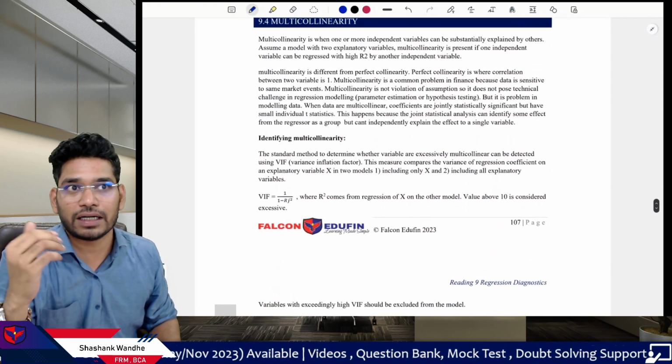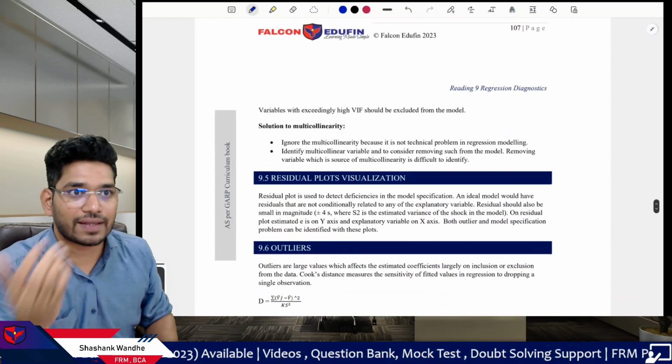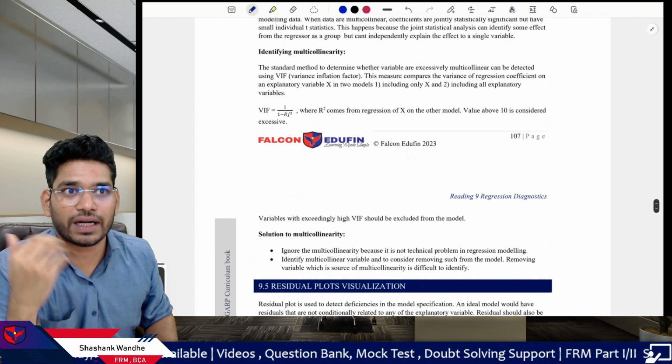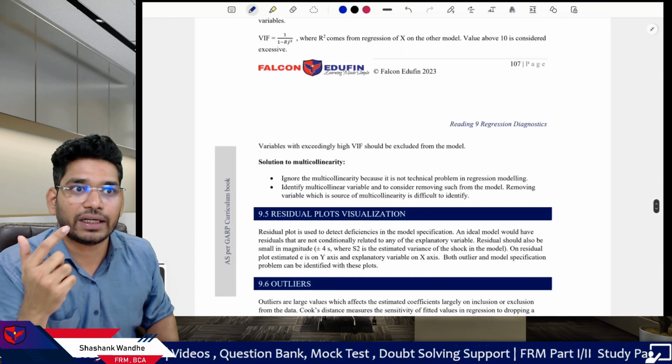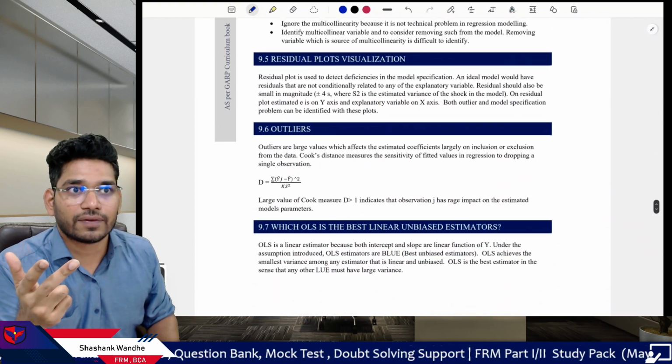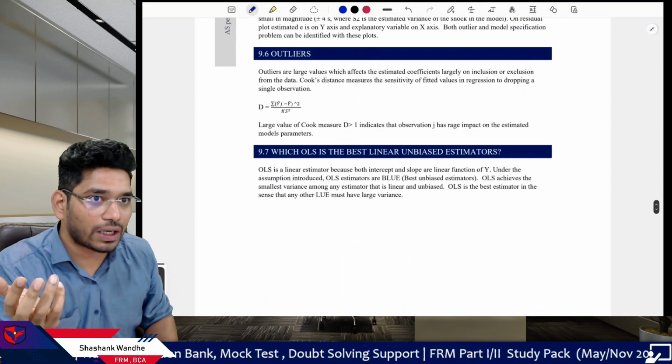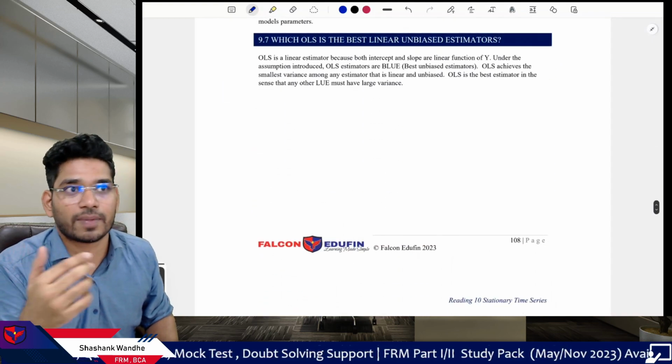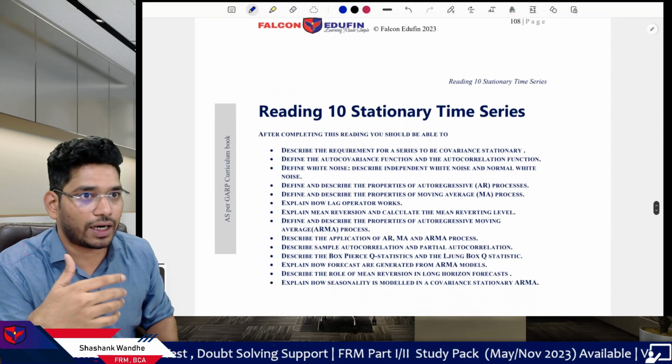Then we have the multicollinearity discussion. Again, the same methodology we opted: how to identify multicollinearity and what is the solution for multicollinearity. Then residual plot visualization, then outliers, and then which OLS method is best, and you have to understand it.